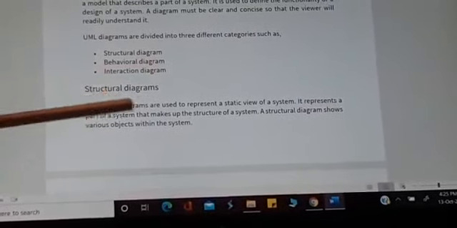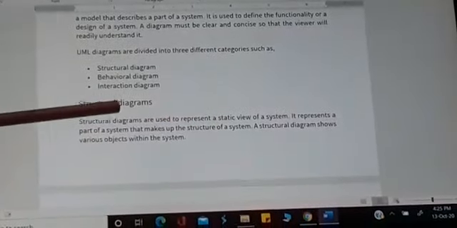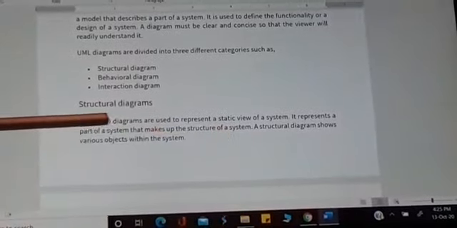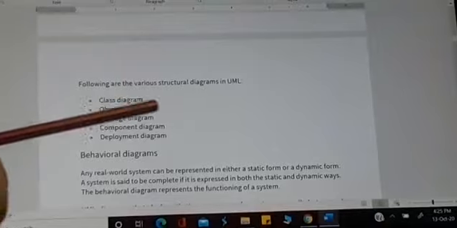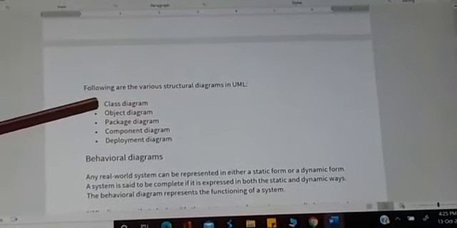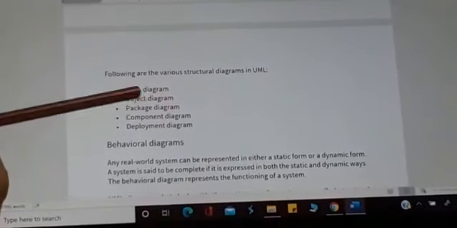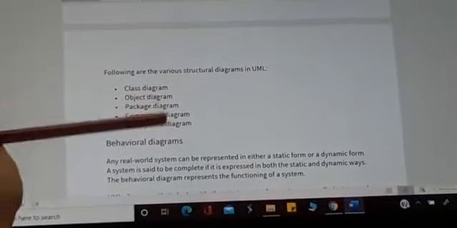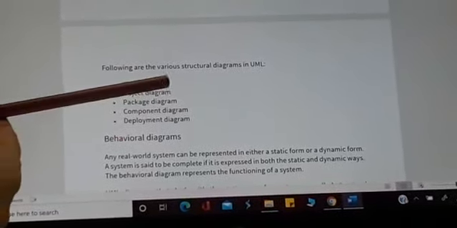So what are structural diagrams? They are used to represent the static view of the system. They represent the parts of the system that make up its structure. They show various objects within a system. Here I have given some examples of structural diagrams. First one is the class diagram. These 5 diagrams are called UML diagrams, so we have to call them like this: UML class diagram, UML object diagram, UML package diagram, component diagram, and deployment diagram. All these 5 diagrams come under the structural diagrams.